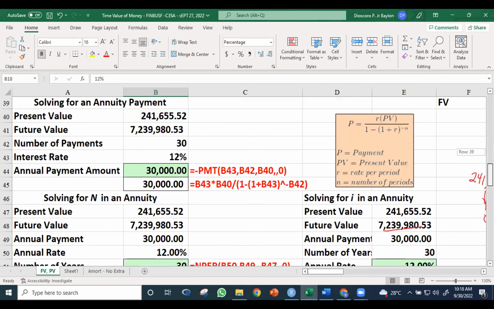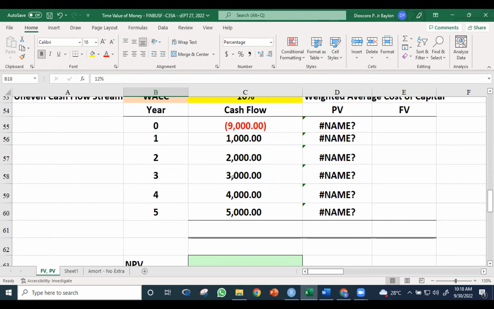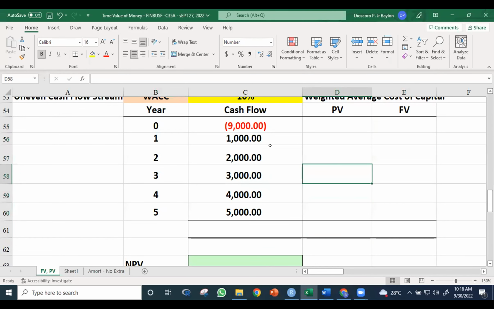Now what if we have a cash flow that's not uniform? Just like this, you have a cash flow here that's now year zero. It's an outflow of 9,000. And then here, an inflow of 1,000, 2,000, 3,000, 4,000, 5,000. What will be the present value of this cash flow? So there are two ways to do this. One is the long way, and the other one is the shorter way. Let's learn both, okay?